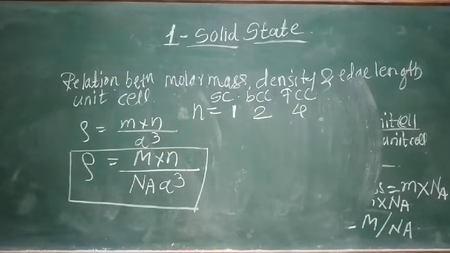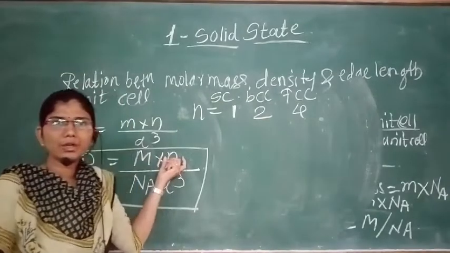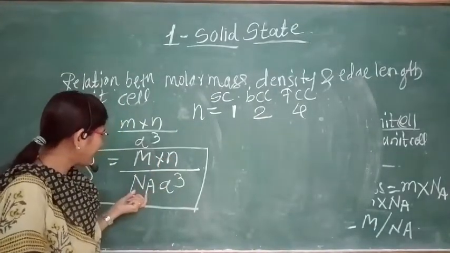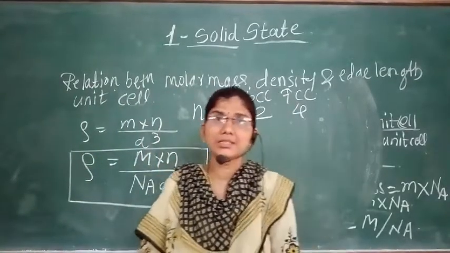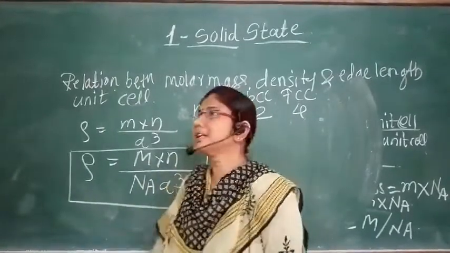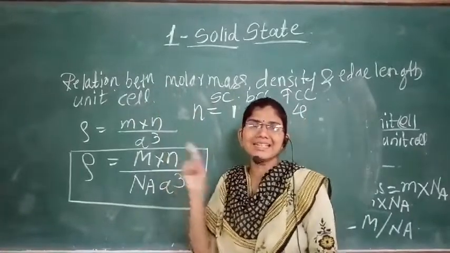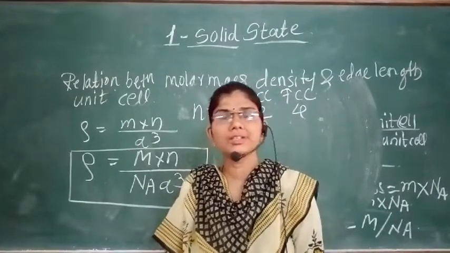So dear student, here we have a relation between molar mass, density and edge length of the unit cell: rho, the density, is equal to molar mass into number of particles divided by Avogadro's number into A cube. In this lecture we have completed this very important part, the relation between molar mass, density and edge length A of the cubic unit cell.